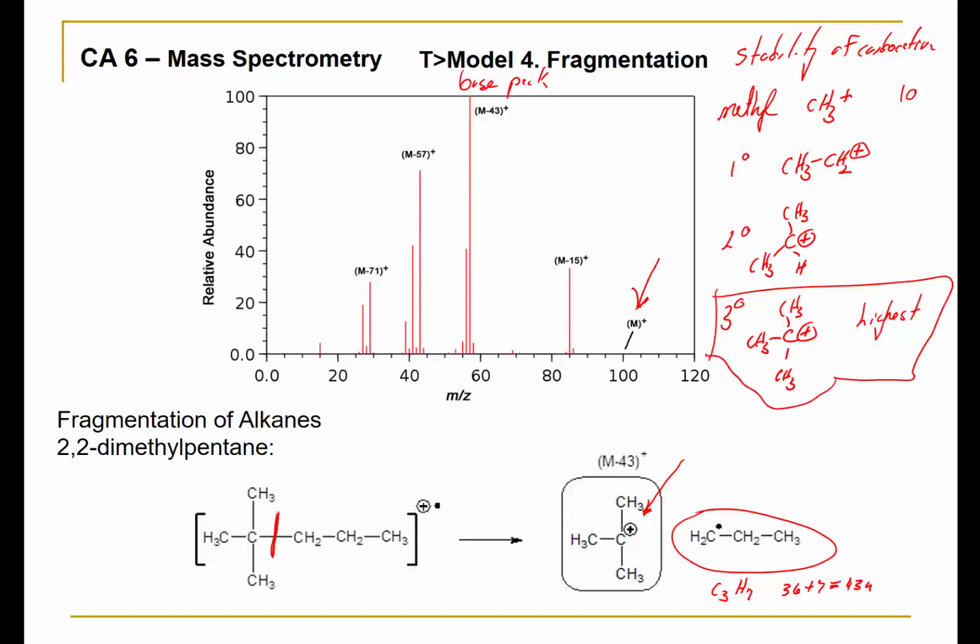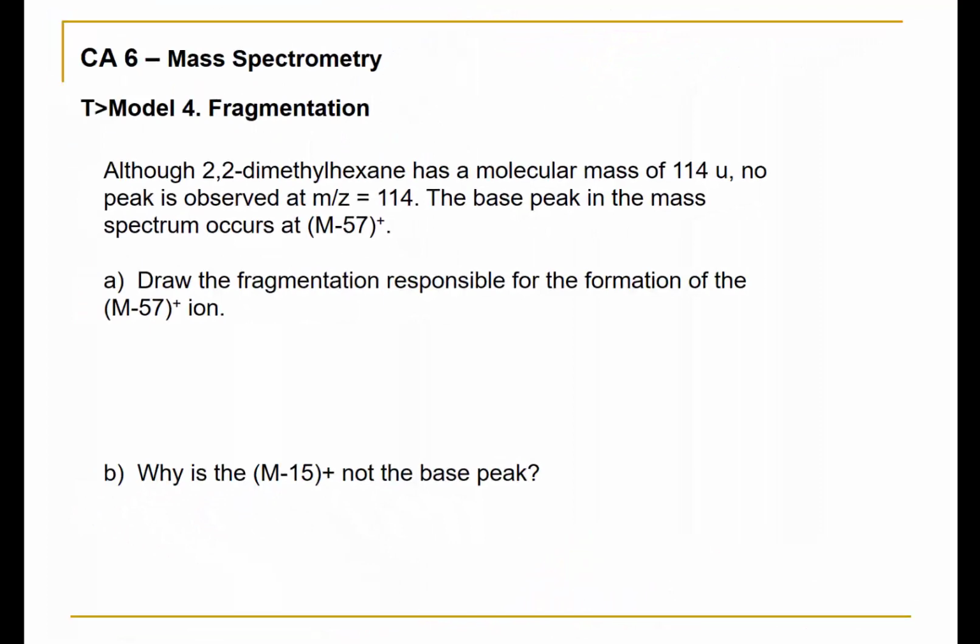And therefore, in terms of the various kinds of fragmentation, it's not surprising that this M-43 cation is the one that occurs the most and comes up as the base peak. Let's consider this question then. It gives us a little bit of practice considering how fragmentation might happen with an alkane. I'll ask you to read the question, perhaps attempt it, so you may want to stop the video, and then I'll go over the answer.